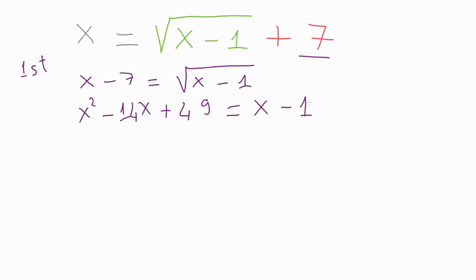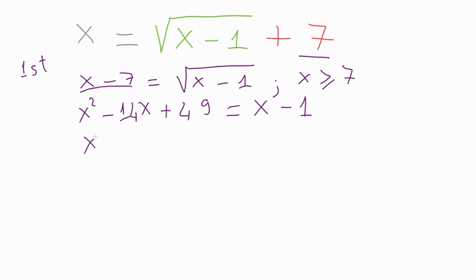minus 1. And remember that from the first one, we have the condition that x must be greater than or equal to 7. Why? Because the square root is always greater than or equal to 0, then x minus 7 must be greater than or equal to 0. So that's the condition of x. And now let's continue with the equation.